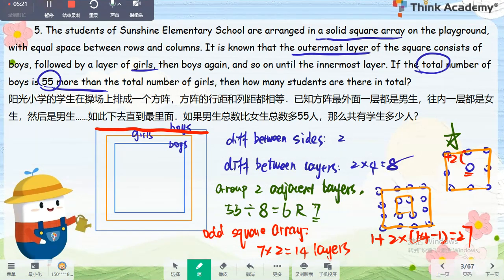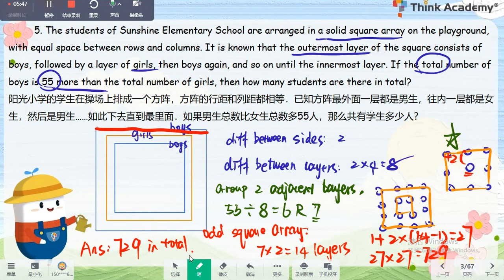And then, when we know how many students are on one side of the outermost layer, to get how many students are in the square array in total, we just need to multiply 27 by 27. It is equal to 729. So in this case, there should be 729 students in total. That's how we solve this one.